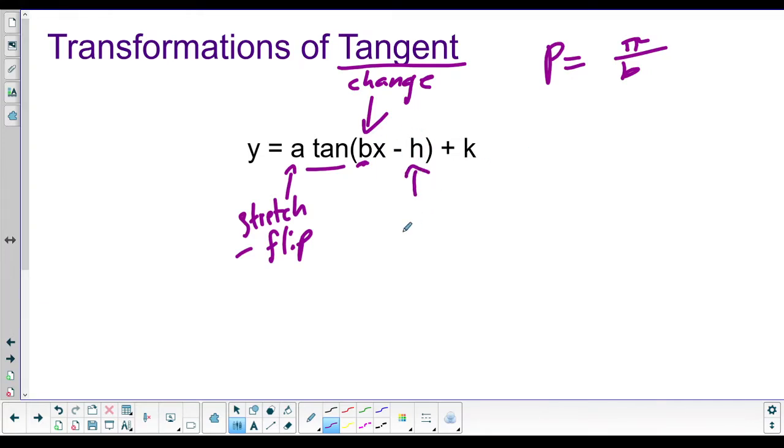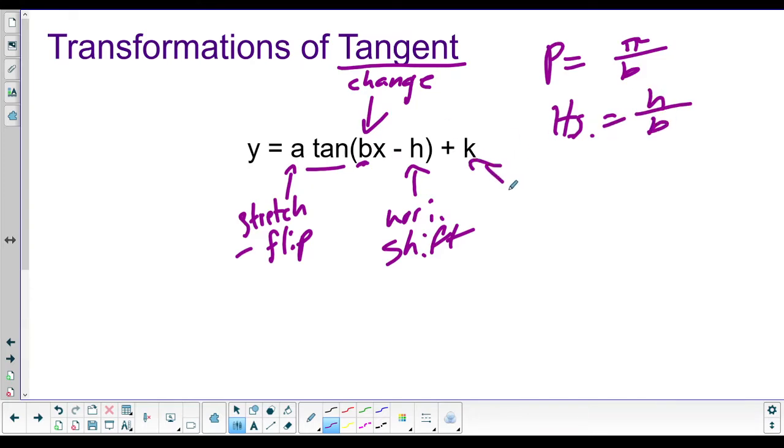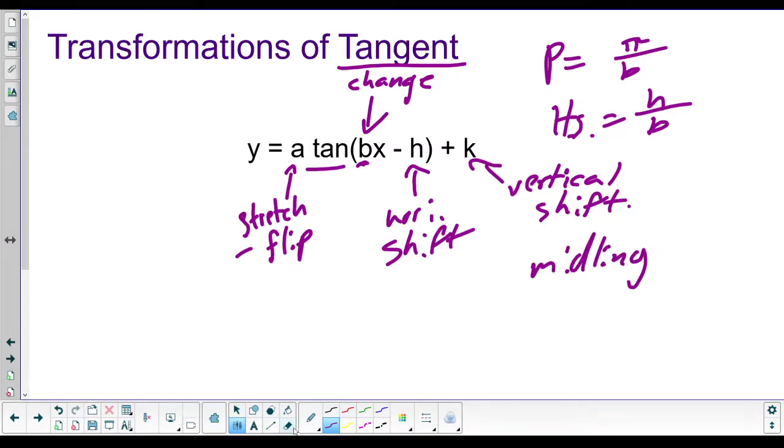H is still horizontal shift. And our horizontal shift is still screwed up by b. So your horizontal shift is still h over b, and k is still your vertical shift. Okay, your midline is also still, that's not how you spell the word line, try again. Your midline is still y equals k. Cool. All right, but now let's go graph some stuff for realsies this time.